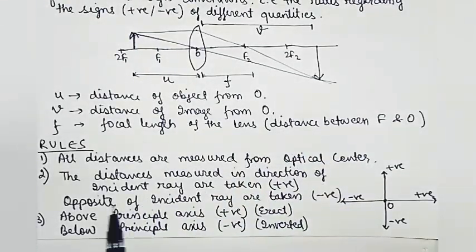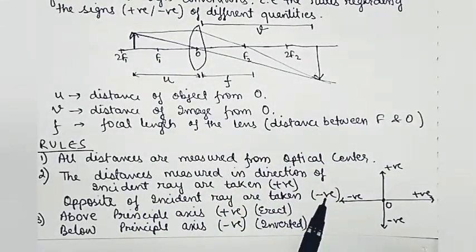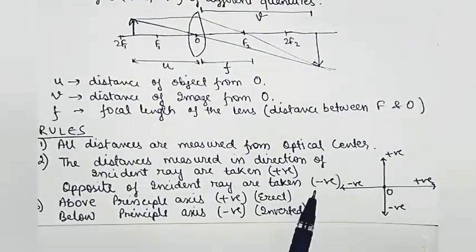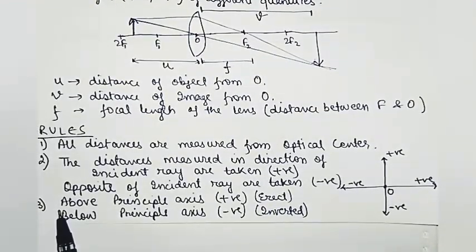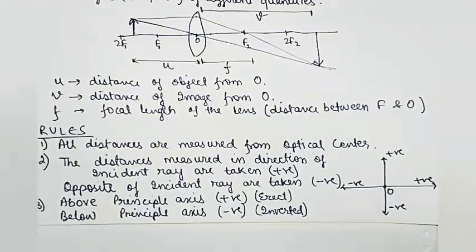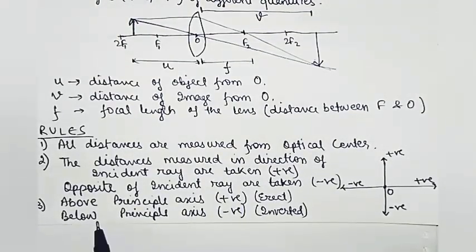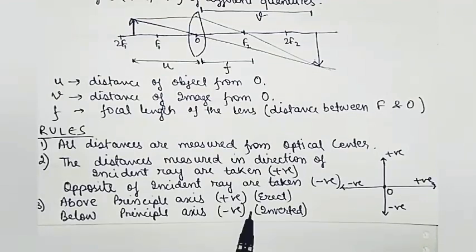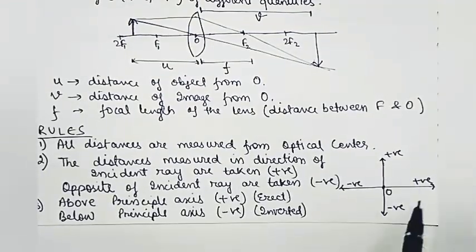The rays which are opposite to the incident ray are taken as negative. We will see some numerical examples, so it will be very clear. And the third rule is that all the quantities that are above the principal axis are taken as positive, and all the quantities that are below the principal axis are taken as negative, same as in the coordinate system.